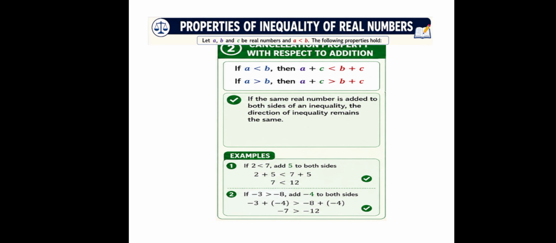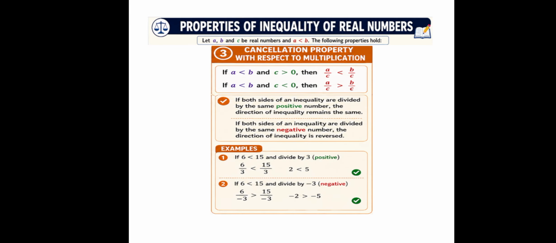Alright, okay, now let's move towards the next property. The next property is cancellation property with respect to multiplication. Now here we have again two conditions, a is less than b and c is greater than 0. Again c is greater than 0 means that the value of c will be positive. Okay, and we are going to divide by c. A divided by c is less than b divided by c.